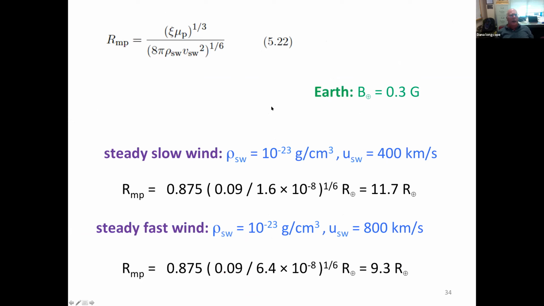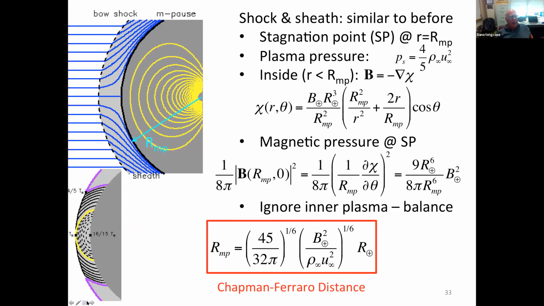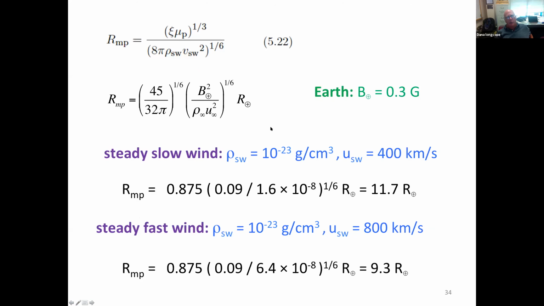and if you put that in and you say, well, the Earth's magnetic field strength at the surface is 1/3 of a Gauss, and the Earth's radius, you put in all of that, and if you use a slow solar wind, you get a magnetopause Chapman-Ferraro distance of about 12 Earth radii. So that's where this thing here is going to be, about 12 Earth radii, just using those numbers which we know for the Earth.